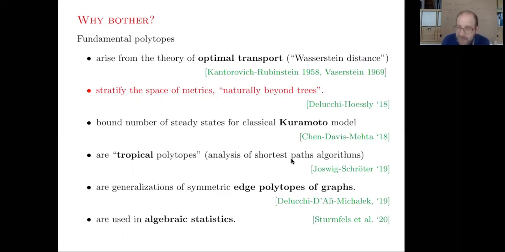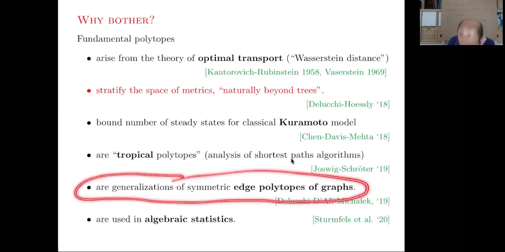If you are interested in dynamical systems, and you, for example, look at these Kuramoto type models of oscillators that influence each other, the influence system is a graph, and the intensity of the influence is a weight on the graph. And the number of steady states of such dynamical systems are bounded by the number of integer points inside my polytope. These guys are not only classical polytopes, they are also polytopes in the tropical sense. And they are more general than edge polytopes of graphs.